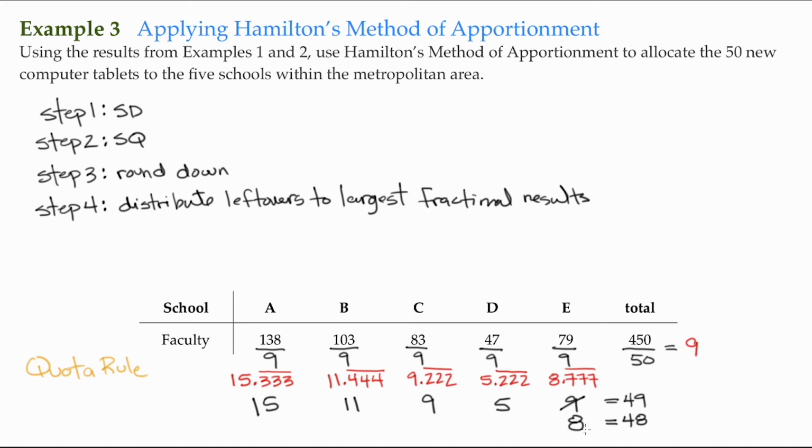So that means this 8.77, that has the largest fractional result, 0.777. So this 8 goes back up to 9. So the next fractional result is this one here, 0.444. So this will get a leftover one. So this goes from 11 to 12. So now when we add it up, 15 plus 12 plus 9 plus 5 plus 9, that equals 50 computers. So his method seemed to work.